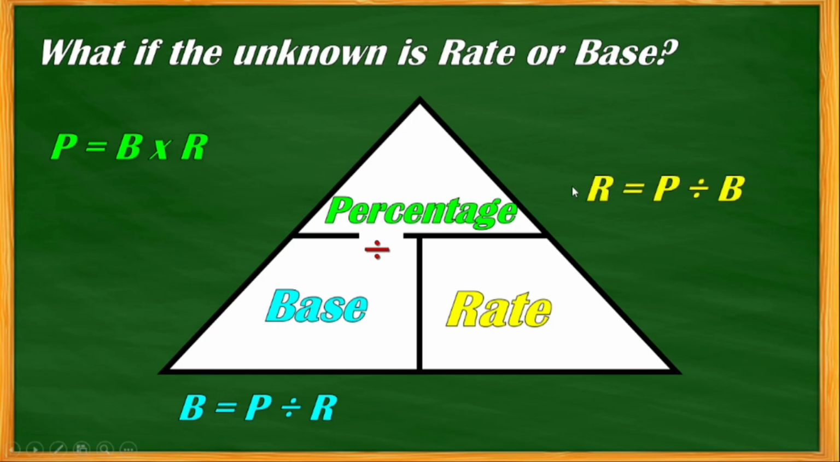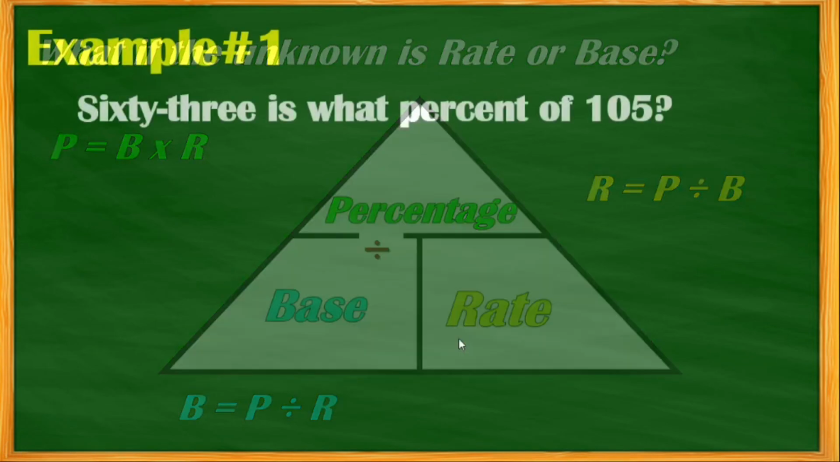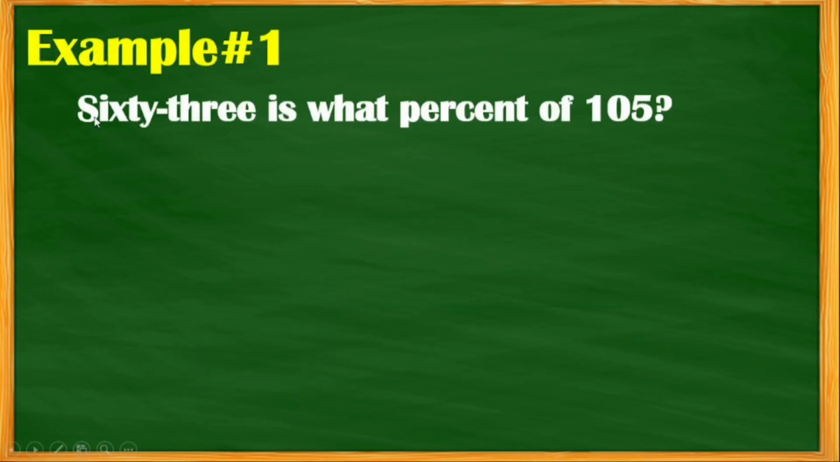So rate is equal to percentage divided by base. Percentage divided by base. So these are the three formulas. Or you can just memorize the PBR method. PBR. Now, let's have some examples.